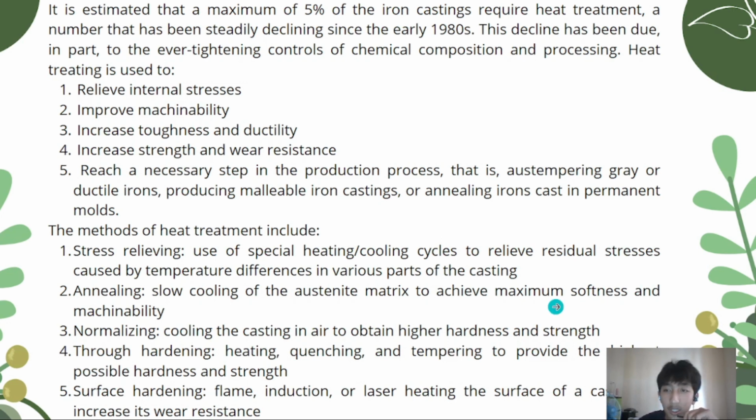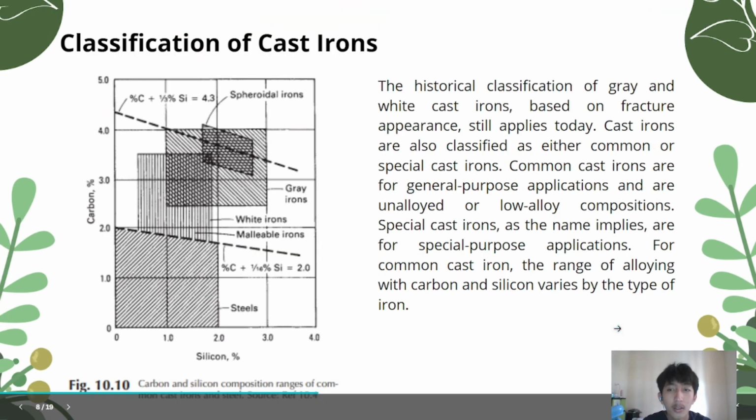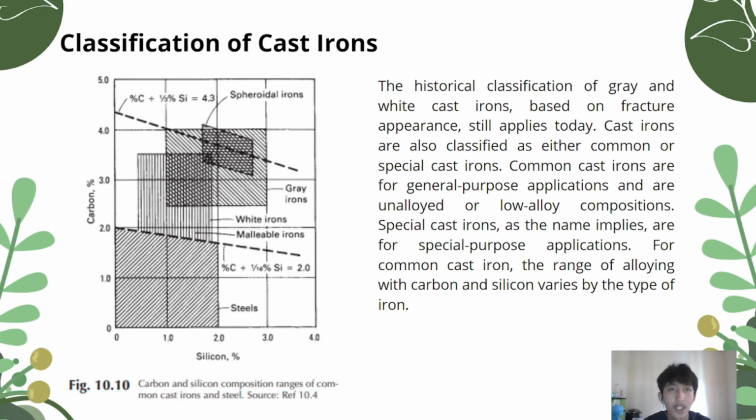The methods of heat treatment include, first, stress relieving, the use of special heating and cooling cycles to relieve residual stresses caused by temperature differences in various parts of the casting. Two is annealing, three is normalizing, four is through hardening, and five is surface hardening. Okay, next is classification of cast iron.